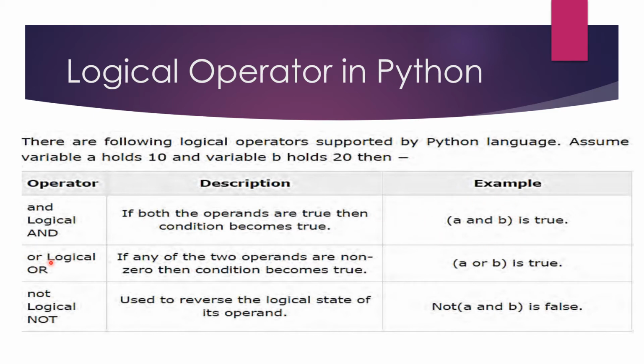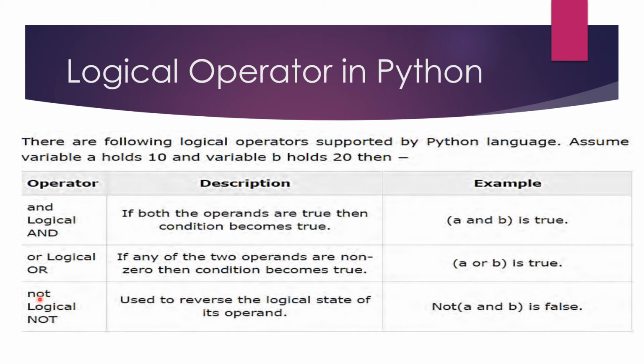Next operator is logical or. If any of the two operands is non-zero, then the condition becomes true. That means any one of the two operands should be true. That means either a should be true or b should be true. If a is false, then b should be true. If a is true, then b can be false, and the result will still be true.